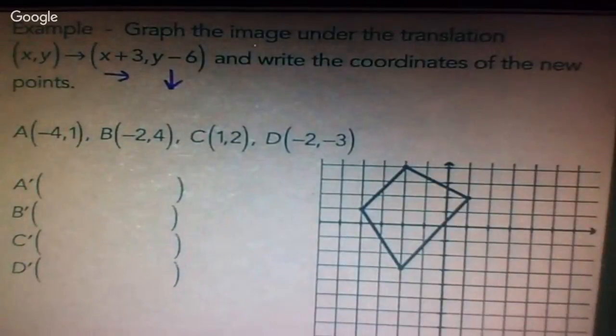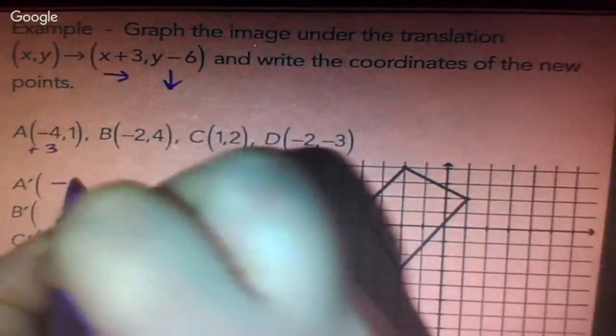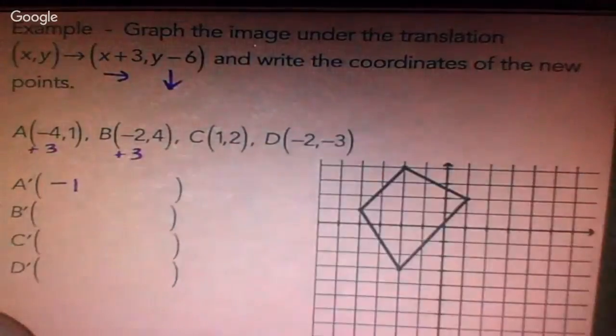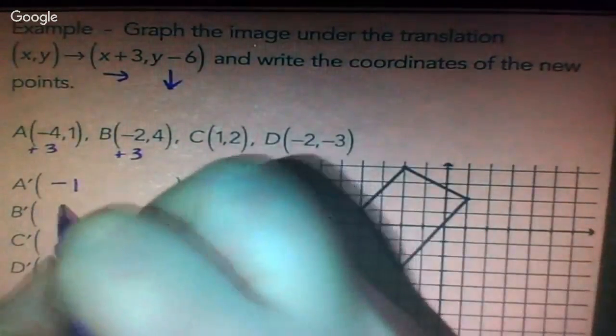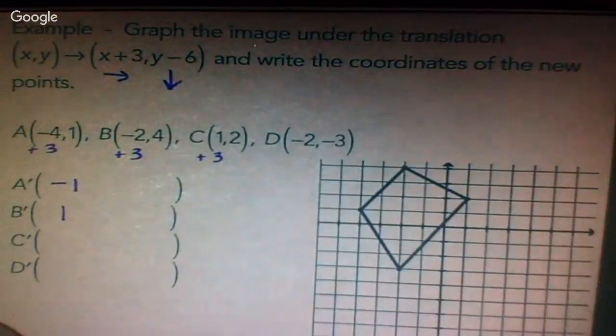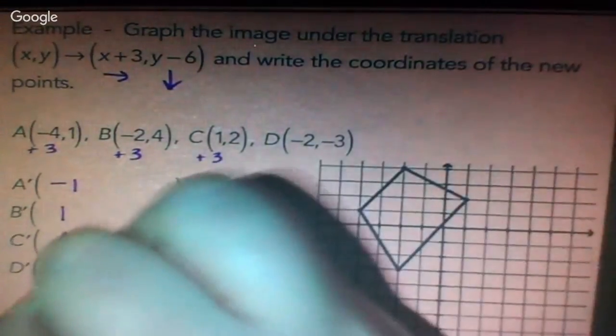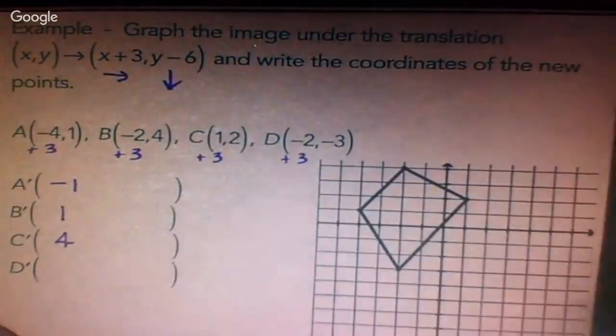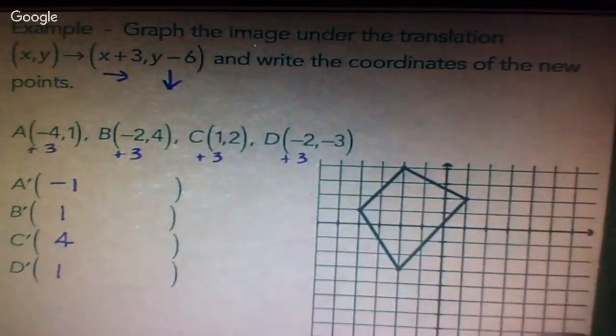So instead of sitting here and looking at each one of these points and counting to the right 3 and down 6, where's my new points? Easy way to do it. X plus 3. This means you need to take each one of your X values and add 3. So minus 1. So if I add 3 here, we're at negative 1. Add 3 here. Positive 1. Add 3 here. 4. Add 3 here. Positive 1. Super easy.